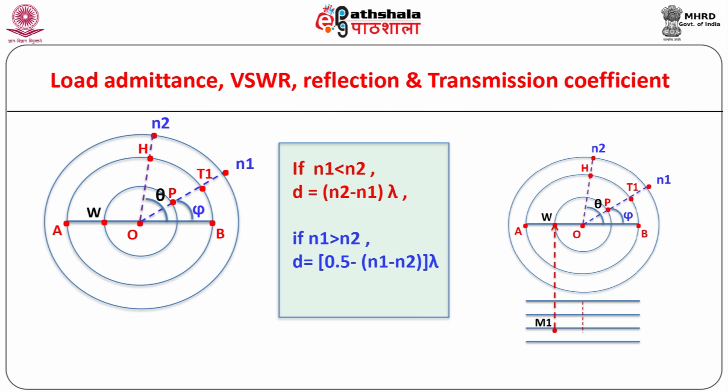Step number 6. Extend the lines OP and OH to read the numbers N1 and N2 showing radial distances on towards the generator scales. Step number 7. The numerical difference between N1 and N2 gives the desired value of distance D. From N1 and N2, we can determine the minimum distance D as follows. If N1 is greater than N2, then distance is N2 minus N1 times lambda. If N1 is less than N2, then distance is given by 0.5 minus N2 minus N1 into lambda.